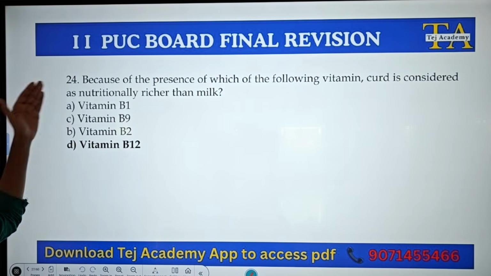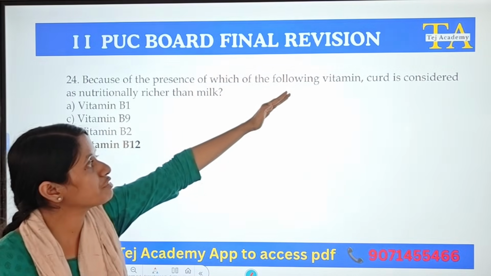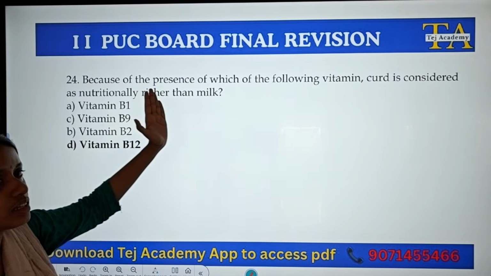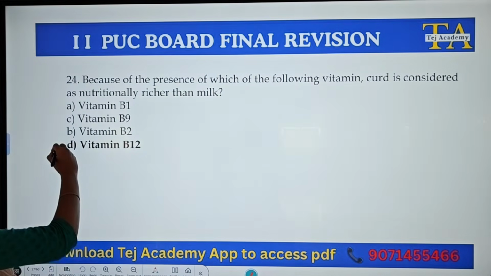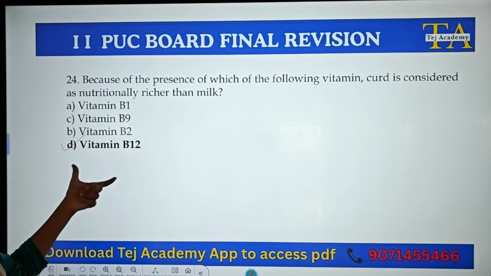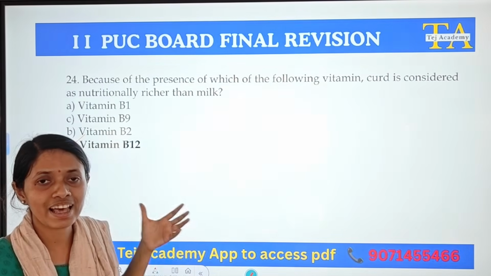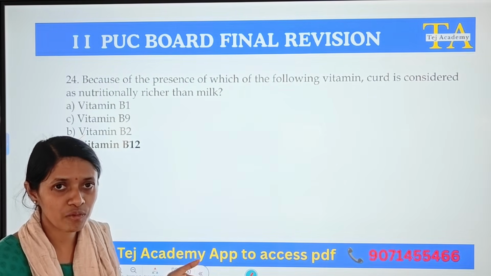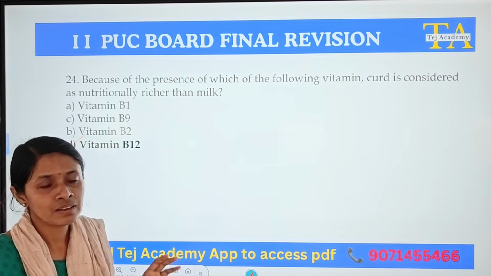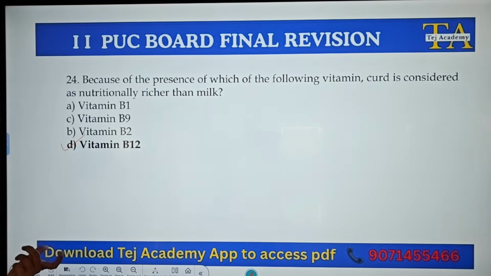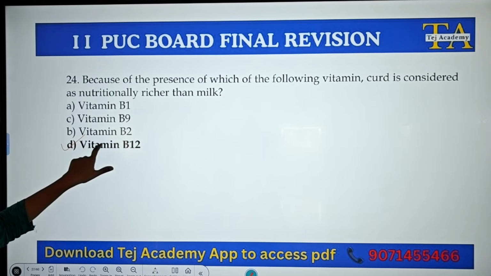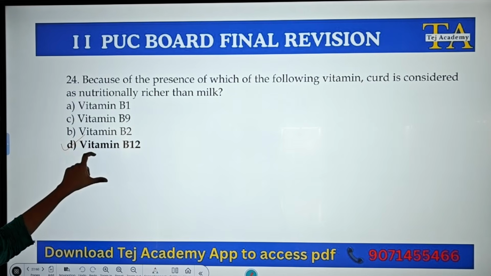Next question is, because of the presence of which of the following vitamins, curd is considered as nutritionally richer than milk? So the answer is vitamin B12. The vitamin B12 is formed in curd as a result of the presence of lactic acid bacteria, or LAB, or lactobacillus. This will convert milk into curd by the precipitation of protein in it, and which will turn the curd into a rich source of vitamin B12.